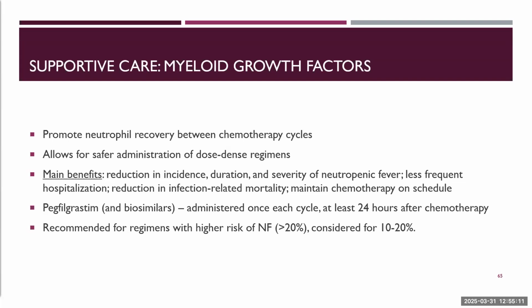Pegfilgrastim and their biosimilars should be administered once each cycle, at least 24 hours after they receive chemotherapy. It's recommended for regimens with a higher risk of neutropenic fever of greater than 20%, and it can be considered if they have a risk of 10 to 20% and the patient has additional risk factors for neutropenia.